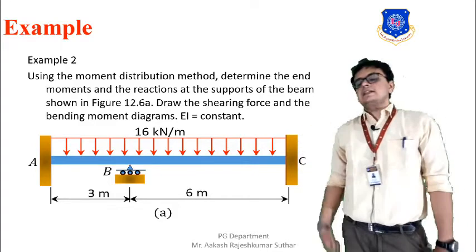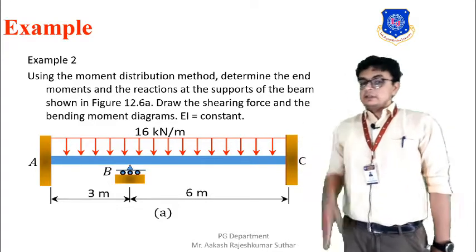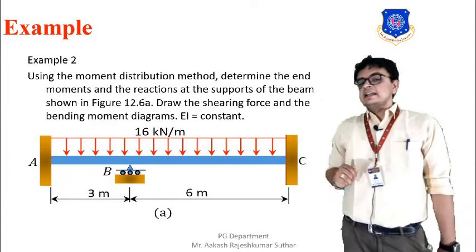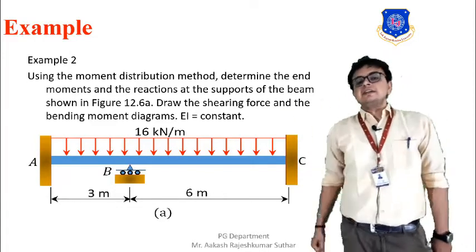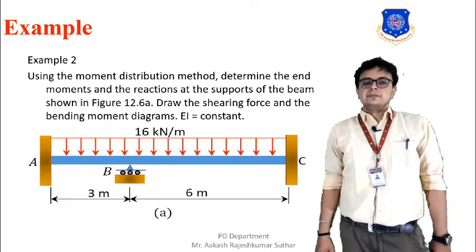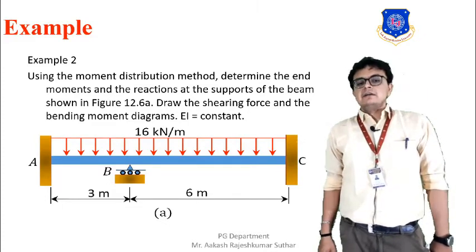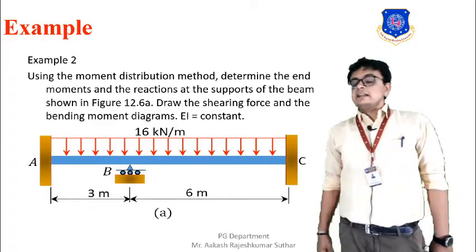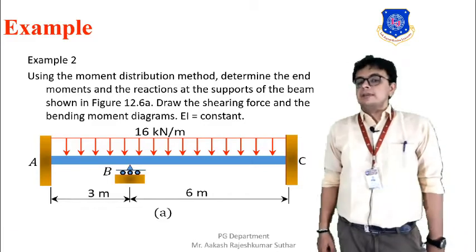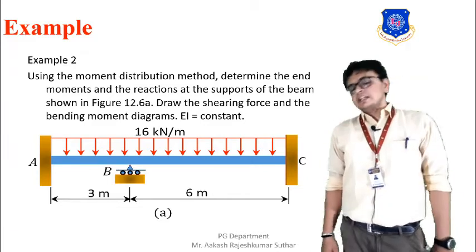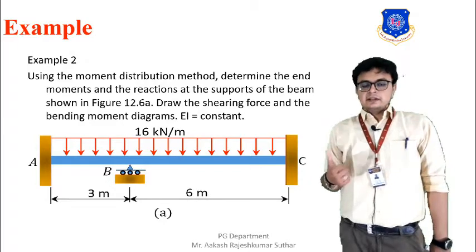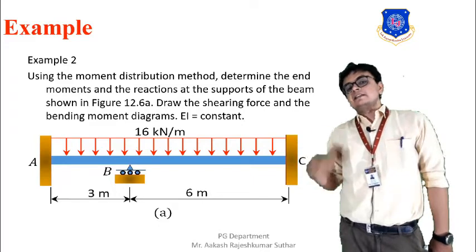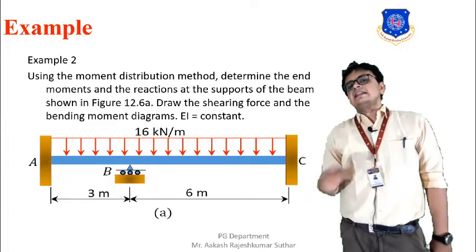You can see over here we have 3 joints, A, B and C. A and C are the supports which have fixed type of condition, and in between we have support B, which is a roller support. It is at a distance of 3 meter from A and at a distance of 6 meter from C. So we can say that this support is not provided at the exact center, it is provided eccentrically.